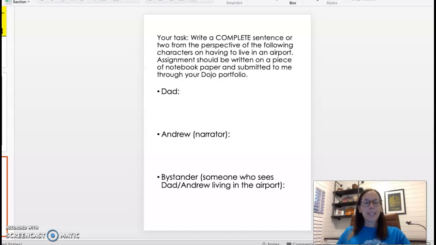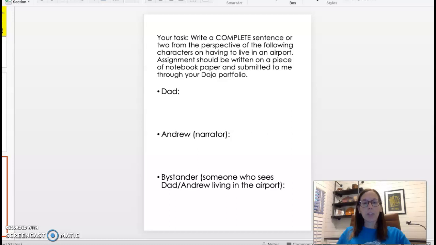And I need this to be submitted to me through Class Dojo, through the portfolio. I will update the code in case you need that. If for some reason you need the link because the code is not working, have your parents message me and I can get that to you.